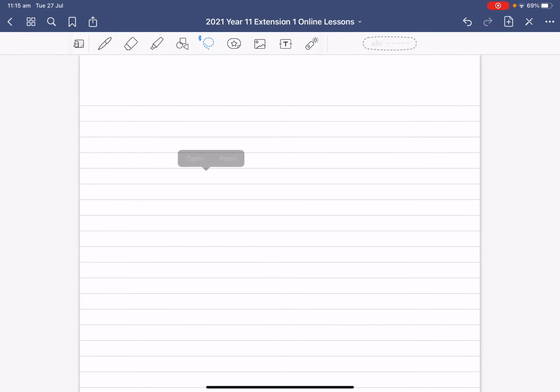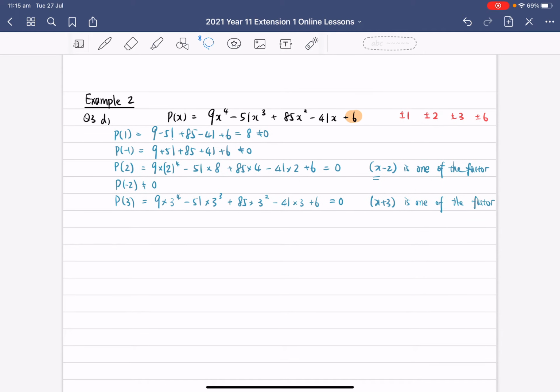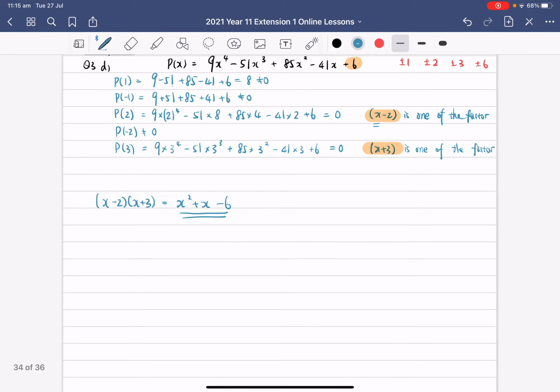Continuing with this question, we now know we've got 2 factors, x minus 2 and x plus 3. Once we have these 2 factors, we can multiply them together, which gives us x squared plus x minus 6. Now we have this as a combined factor, and we can start to do the long division. You can continue to find more factors or zeros if you want to, but it's up to you. I would like to do long division now.